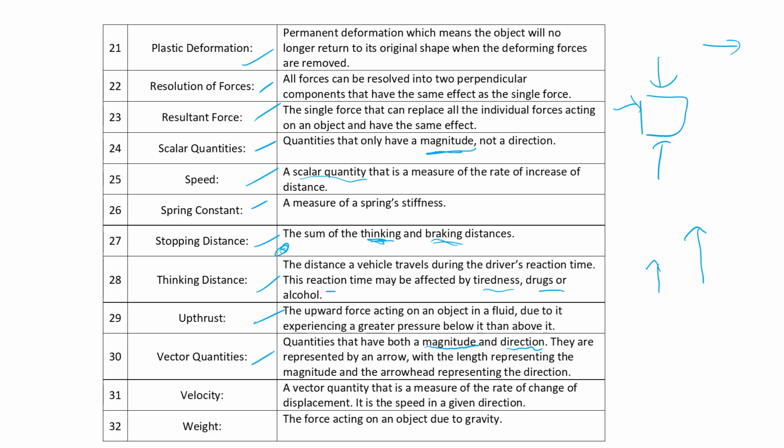A vector quantity, so it's got a magnitude and a direction, that is a measure of the rate of change of displacement. It is a speed in a given direction: velocity. The force acting on an object due to gravity is weight.